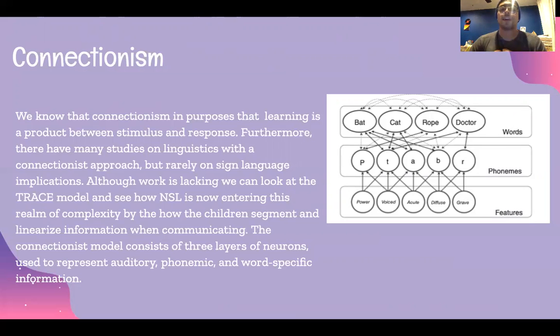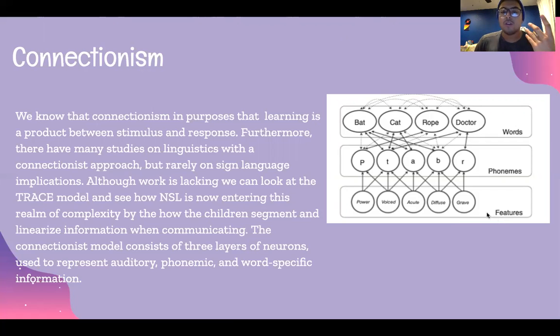Although work is lacking, we can perhaps look at the TRACE model and look at how Nicaraguan Sign Language is using some sort of TRACE model in their language. As we can see here, we have features, right? These are the things we see. These are perhaps the things that we hear. Now, with Nicaraguan Sign Language and sign language in general, we don't have features of sound. We only have features of vision.